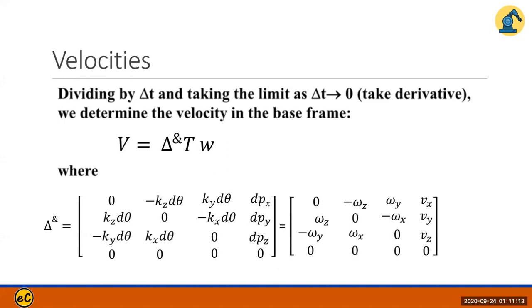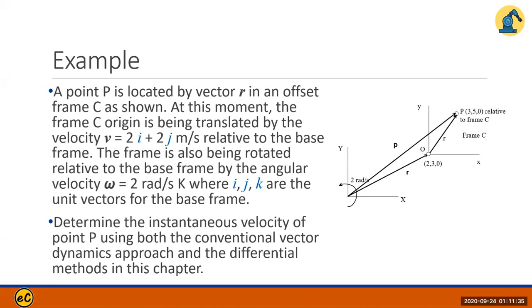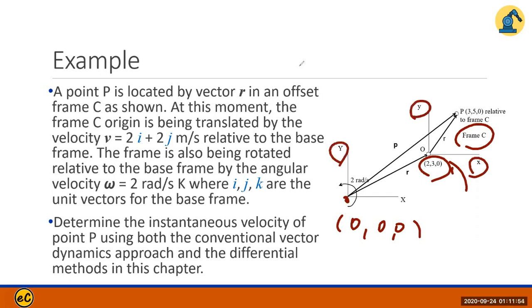So the P itself is actually a point location. So dpx, dpy, when you take the derivative, it will become the velocity of the observer at the frame origin point location. So here we have a case study. Let's assume that we have an original point located at a certain frame over here. That is 0, 0, 0. And here we have a frame C, and frame C's origin point is 2, 3, 0.